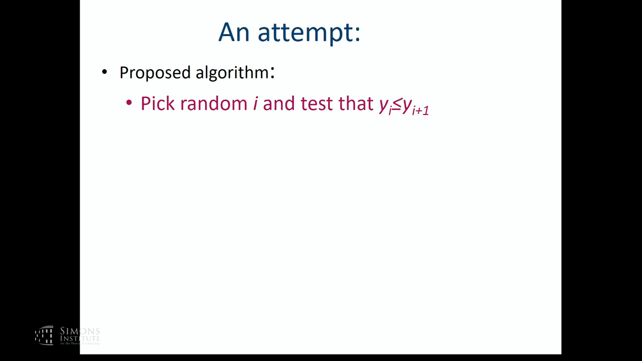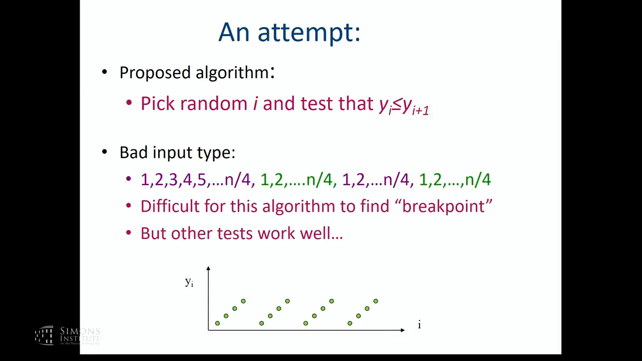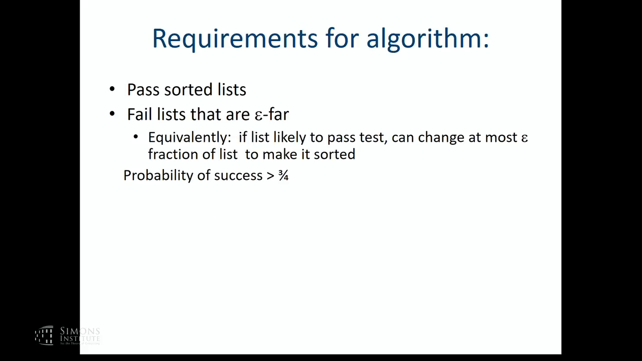All right, so here's a proposed algorithm. This is like a first attempt. One thing I might do is just pick a random index, look at y sub i and y sub i plus 1, and make sure they're in the right order. So just look at neighbors. Okay, so let's see what happens here, just a minute.